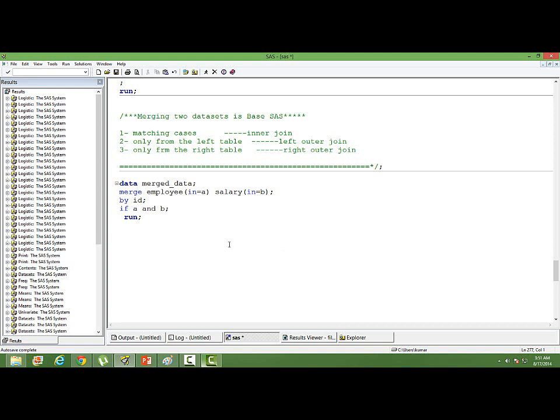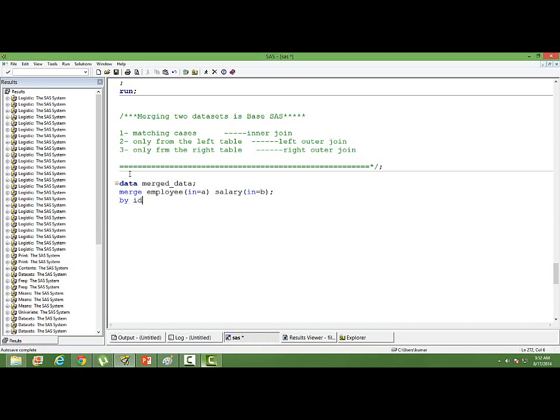The first thing I'll do is the inner join. Let me write the code: data mergedata. So I'm creating a final dataset, mergedata. I am merging two datasets: merge employee and then salary. We have to put two things here, in=A and then in=B. So we denote these two datasets as A and B instead of employee and salary.